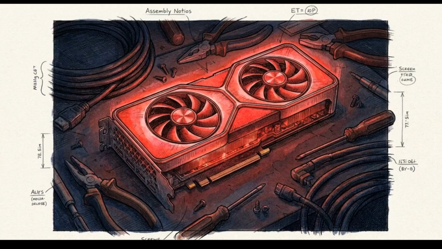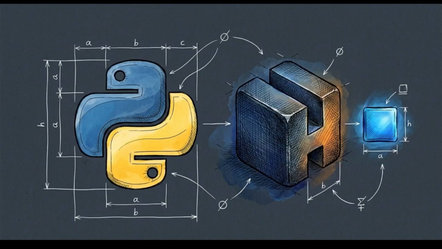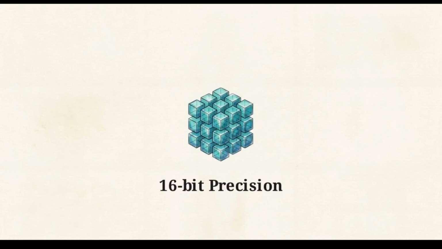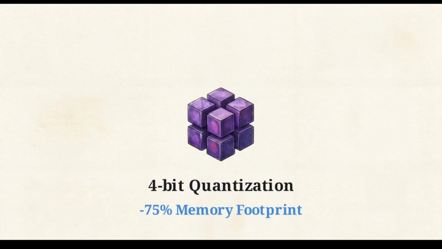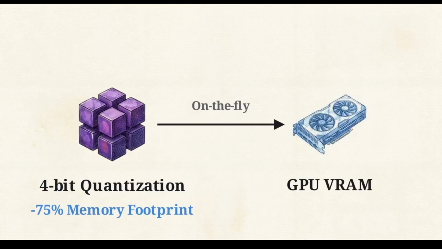The first piece of our optimized workflow solves the hardware problem. It's a library called Nunchaku, and it brings 4-bit quantization directly to standard Python environments. Standard diffusion models operate at 16-bit floating point precision. Quantization reduces the precision of those weights to 4-bit, shrinking the memory footprint by 75%. This compression happens on the fly, loading the compressed version straight into your GPU.